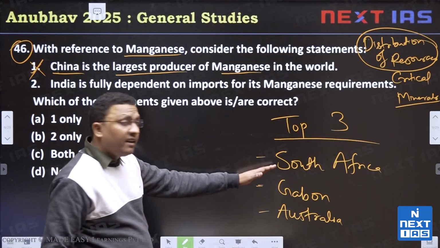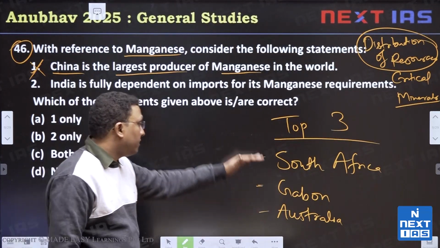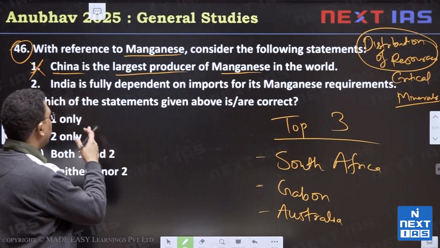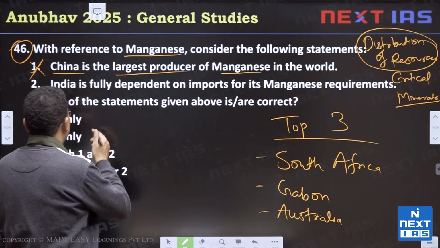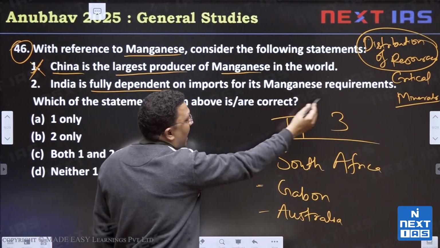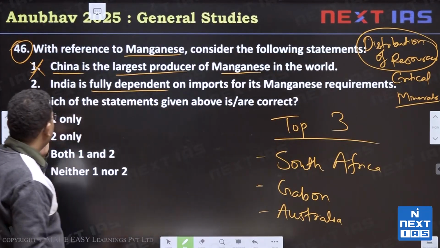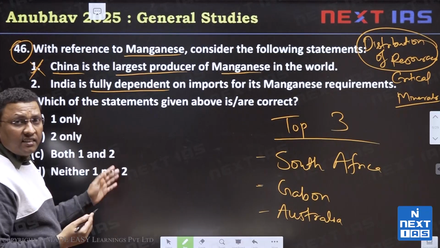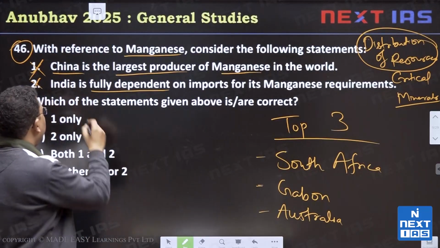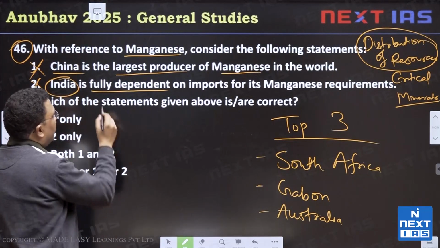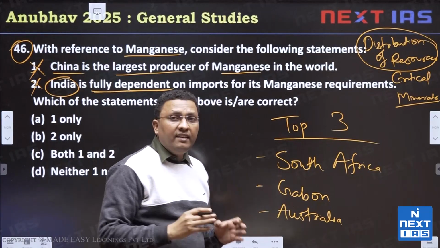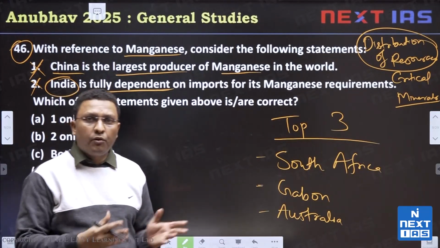So South Africa, Gabon and Australia are the top 3 producers of manganese in the world. So the first statement is not correct. Second statement, India is fully dependent on imports for its manganese requirements. You could have easily guessed that this statement cannot be correct, right? Although India is a major importer of manganese, it is not fully dependent because even in lesser quantities, some manganese will be produced domestically.